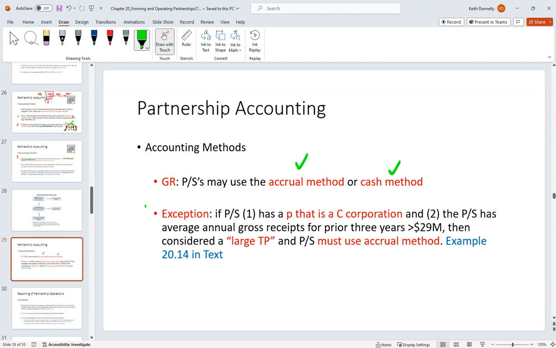This large taxpayer standard, that's like 29 million for 2023, you're going to see this a lot. Once you hit this, the idea is, hey, you're a big boy, you're a big girl taxpayer, you've got to use the accrual method.